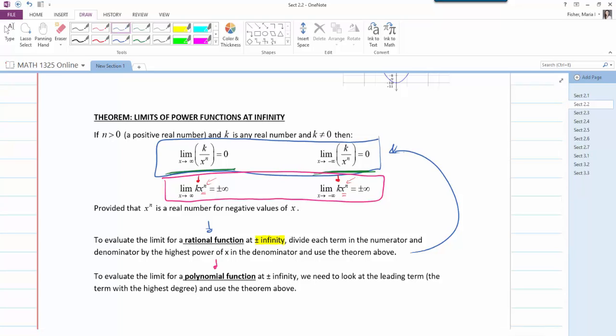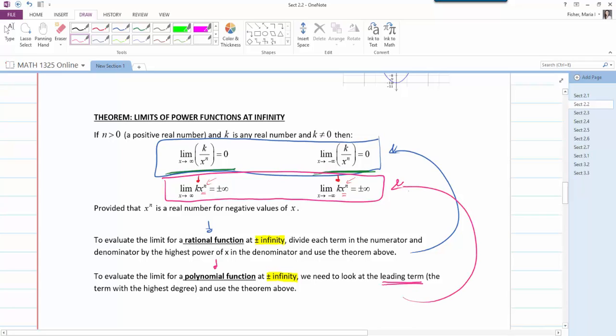If you don't have a rational function, and you have a polynomial function, and again you're looking at limits at positive or negative infinity, what we do is we determine what the leading term is. That's going to be the term with the highest degree of our polynomial, and then use this theorem above in order to evaluate the limit. So let's look at some examples where we are doing this.